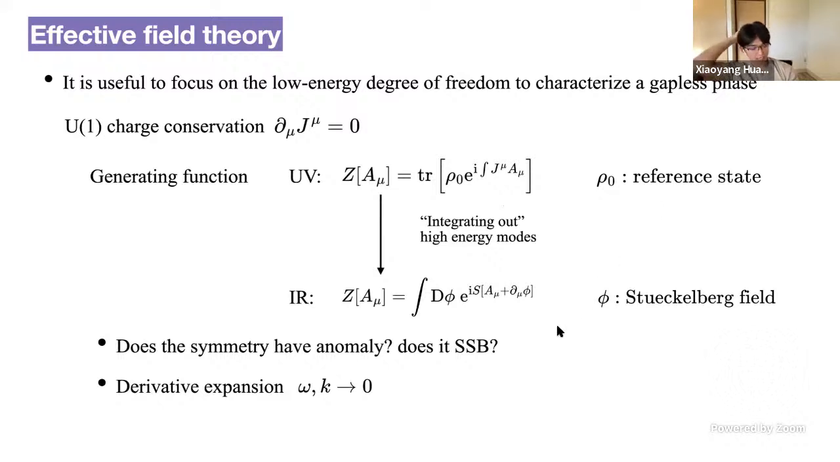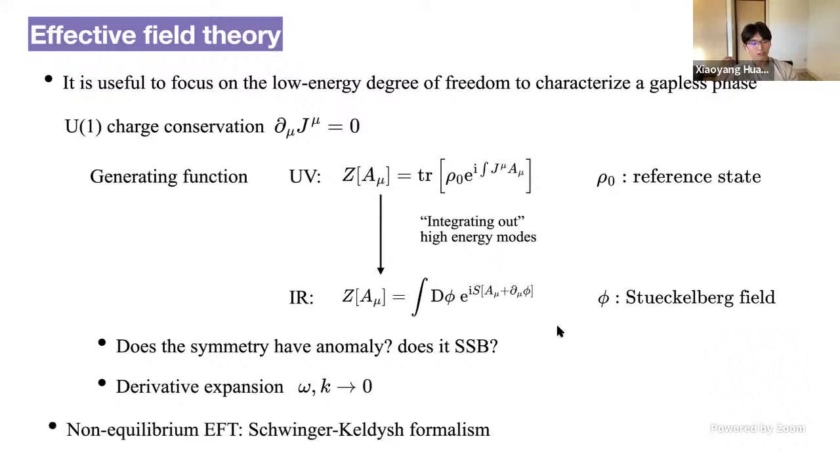The next step is to do a derivative expansion of the building blocks that you have, in the sense of the long wavelength and late time limit. If you want to build a non-equilibrium EFT, you need to put the theory described above on the Schwinger-Keldysh formulation, the standard formulation to describe non-equilibrium systems.